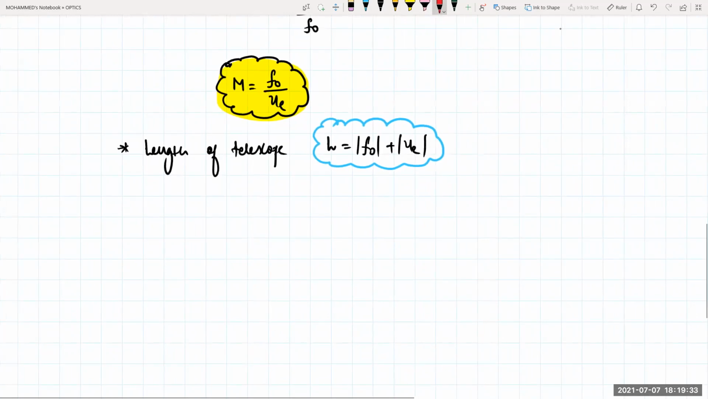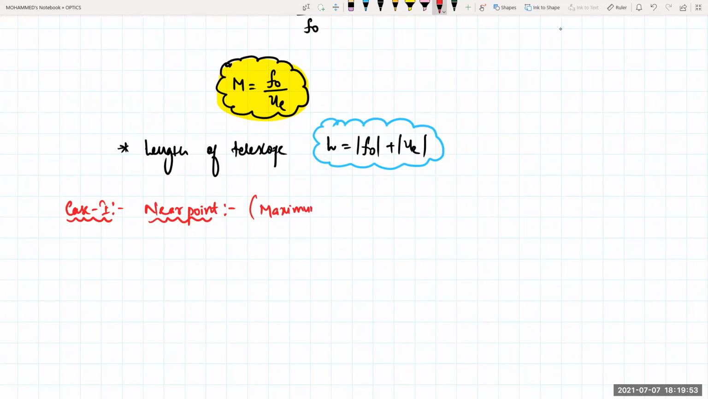Again, I told you that every time we'll be talking about two cases, that is the maximum magnification and the minimum magnification. So when the final image is at the near point, which is the first one, near point means what? Maximum magnification. Yes, this will be your maximum magnification.